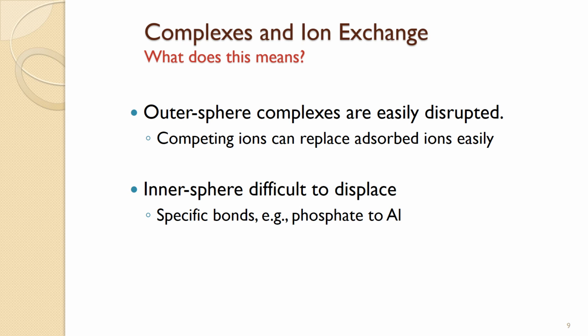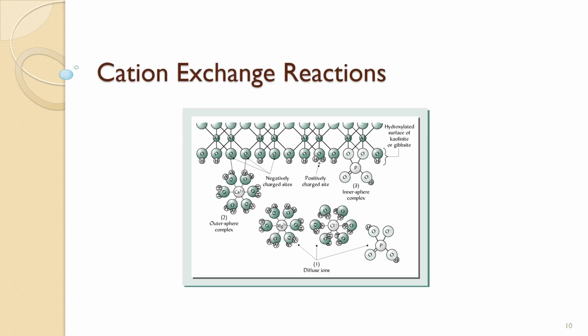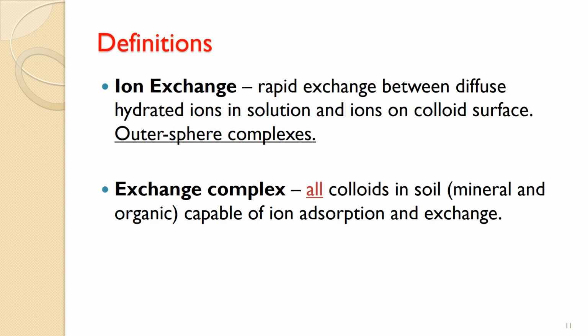Okay, so there are specific things that bond specific ions. Phosphate to aluminum is a good example. So this brings us to our cation exchange reaction, because ultimately we're talking about those parking spaces as potential exchange sites. What kind of parking spaces are we providing? Are we providing temporary or are we providing permanent parking spaces?